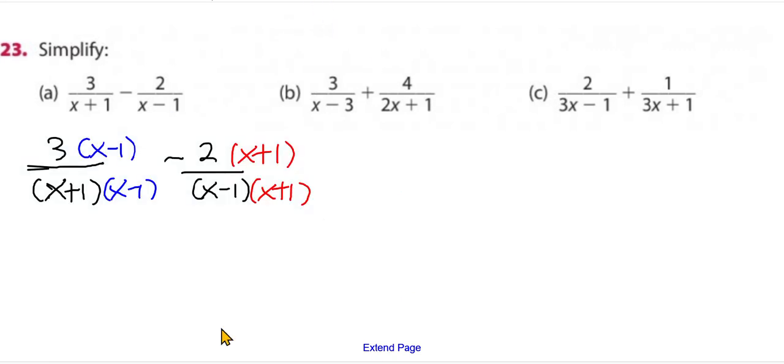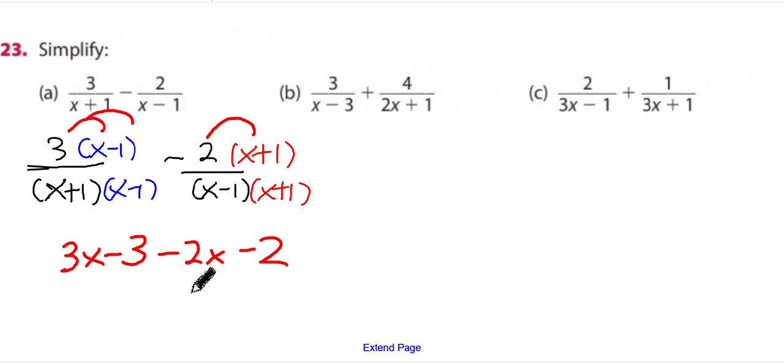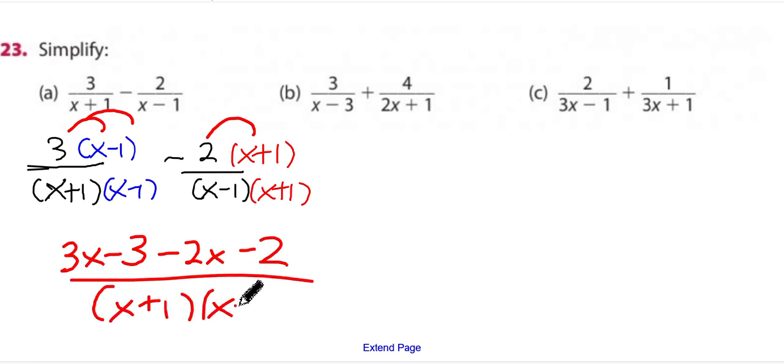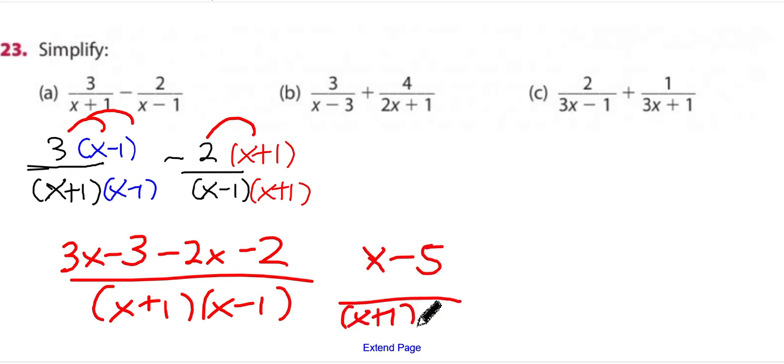Alright, I'm going to do the first one then. 3x minus 3 on top. And then minus 2x minus 2 also on top. And then your x plus 1 and your x minus 1 on the bottom. Either order, it could be x minus 1, x plus 1. And then 3x take x is 1x. We've got x minus 5, all divided by x plus 1, x minus 1. Okay, that's the first one done, okay?